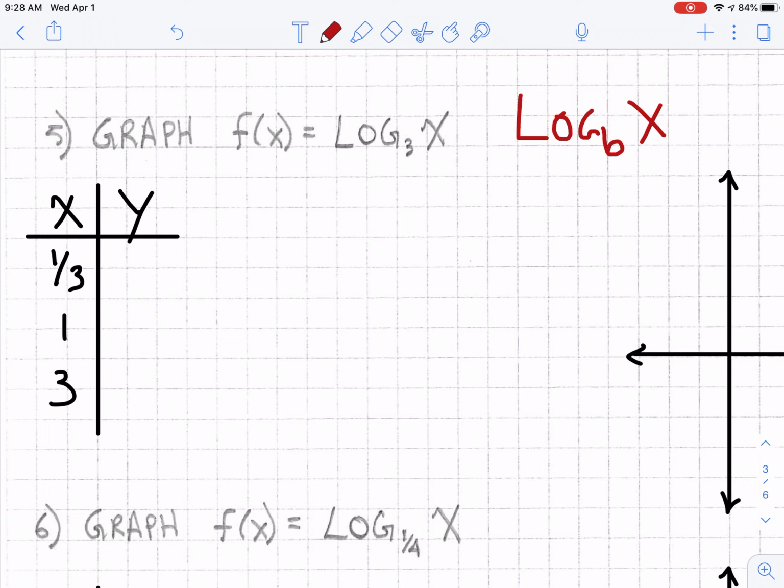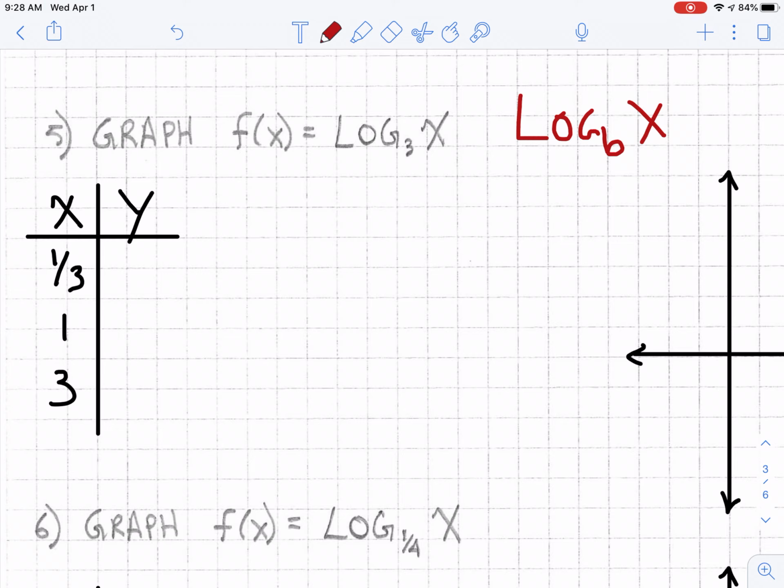So let's look at the graph of f of x equals log base 3 of x. Now, you guys don't have this part in your notes, but go ahead and write it in. I made a little data table and I put 3 values in for x: 1/3, 1, and 3. Now, why would I use those numbers? It's because they're easy numbers. You do not need a calculator to use these numbers.